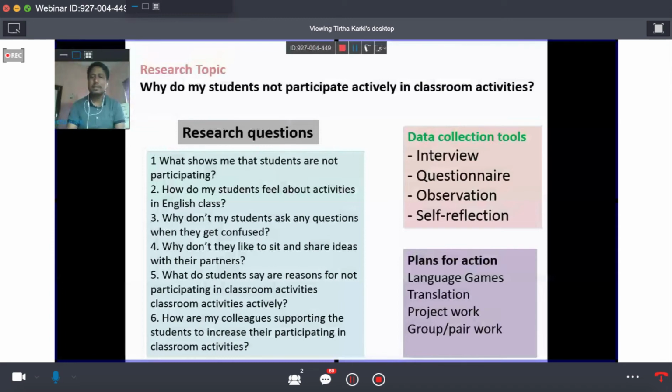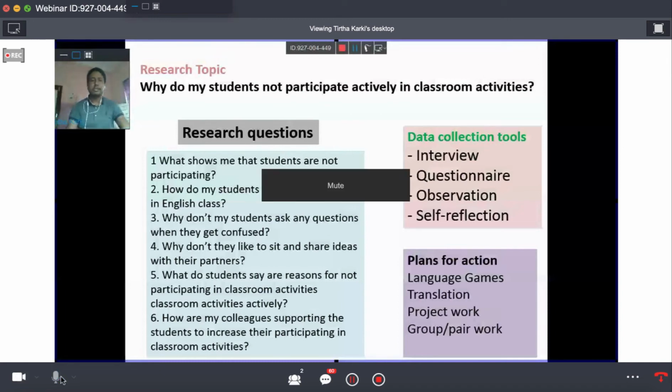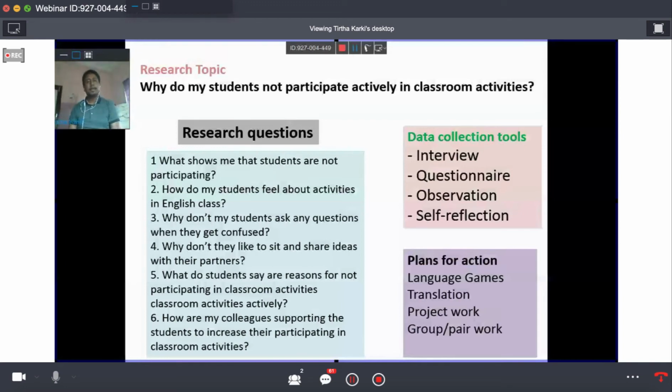And project work: the students had project work on different things, for example their local culture and festivals, and environmental concerns. He divided the students into different groups in terms of the ability of the learners and multiple intelligences of the learners, and they carried out project work. That project work also increased the participation of the students, and there was group and pair work for language games and for project work. So these were the plans for his action.